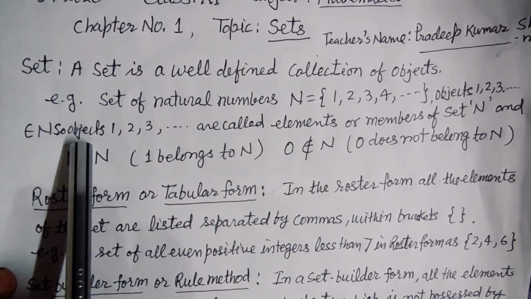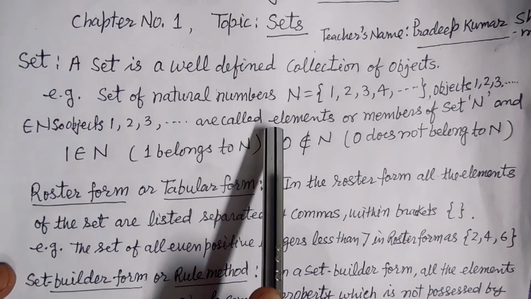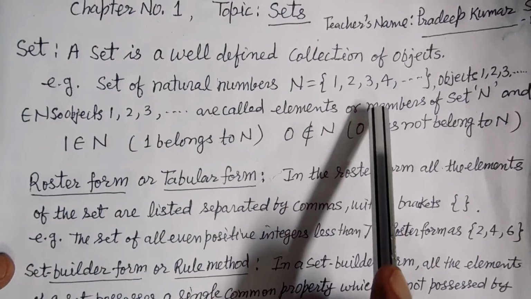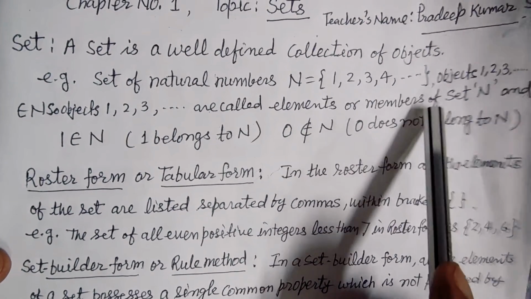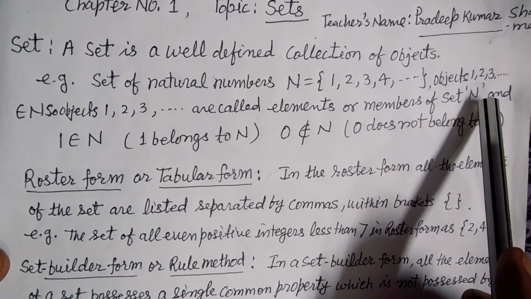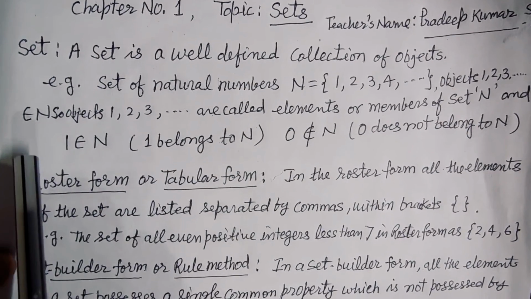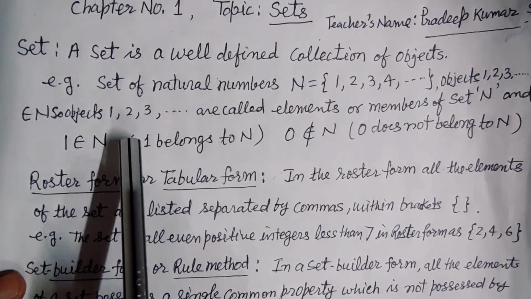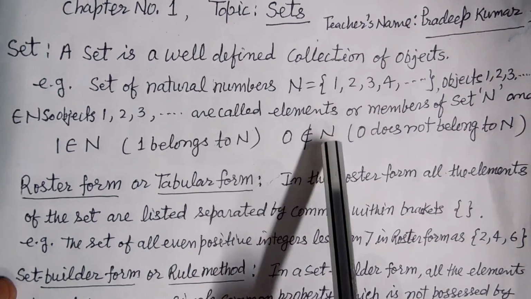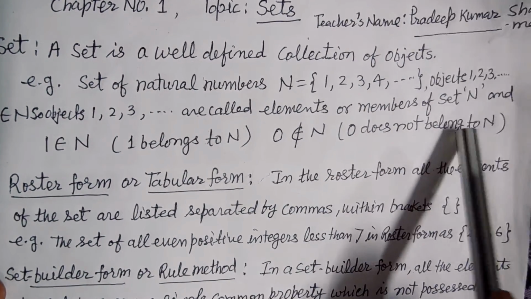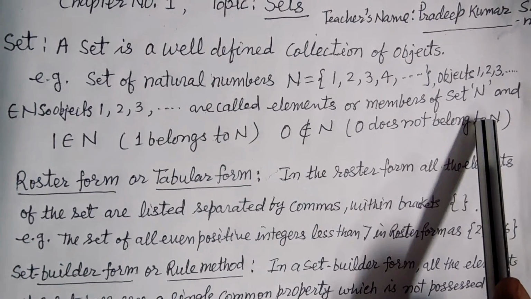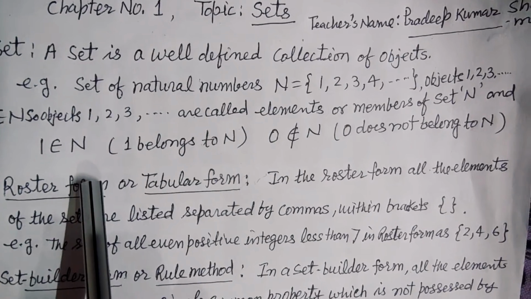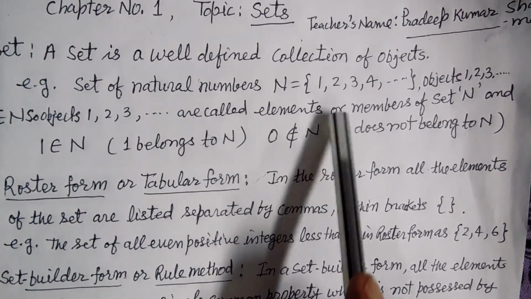Clear? For example, the set of natural numbers N is equal to, within brackets, 1, 2, 3, 4, and so on. Objects 1, 2, 3, and so on belong to N. N is the natural numbers. So objects 1, 2, 3 are called elements or members of set N. N denotes the natural set and 1 belongs to N. We see here 1 belongs to N.